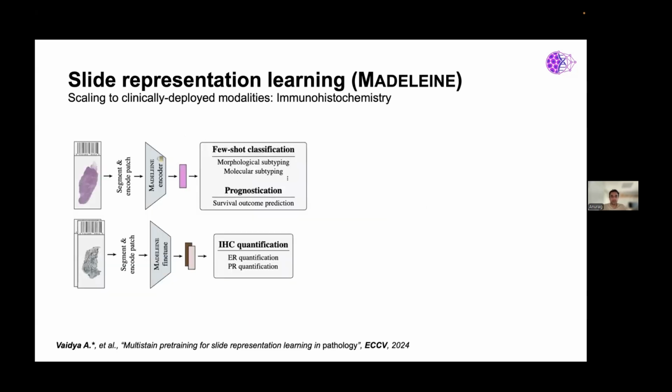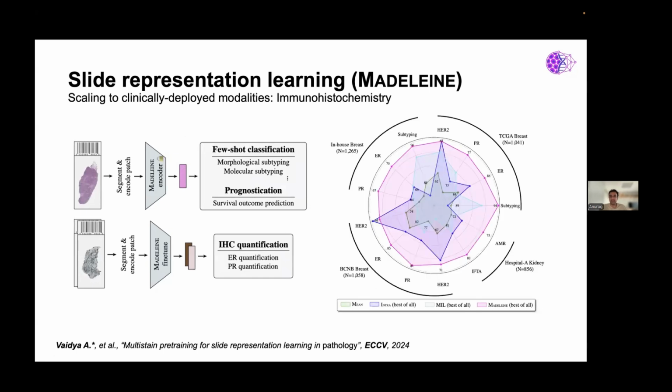We tested this on multiple different few-shot classification tasks, as well as large other tests, so feel free to check out our paper. And we again were able to show that slide representation learning can be much stronger than end-to-end ABMIL.